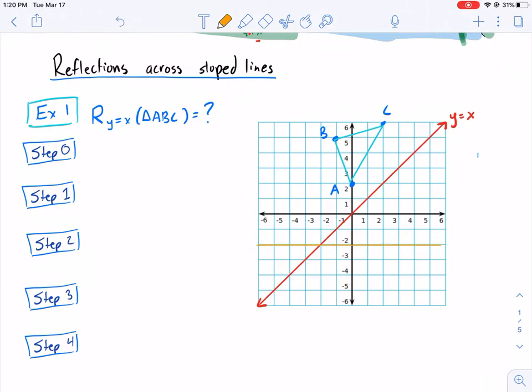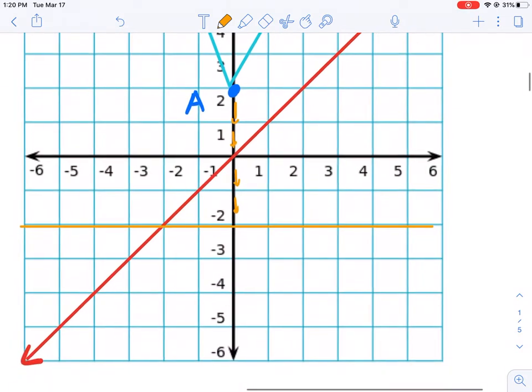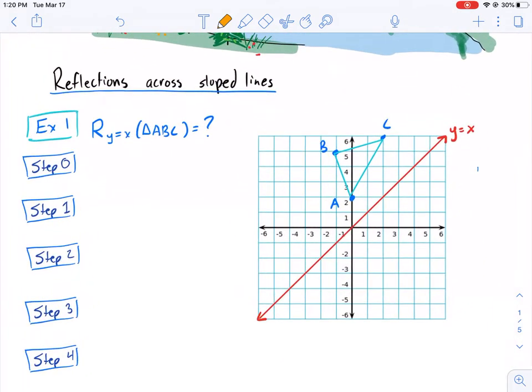So if we just take this as an example, as a quick recap, if we were reflecting A over this orange line, we would count four units down to the line, and then we would reflect it 4 more units down, plot our new point, and that's A prime. Okay, so it's pretty straightforward when it comes to vertical and horizontal lines. But what about if we have a diagonal line of reflection?